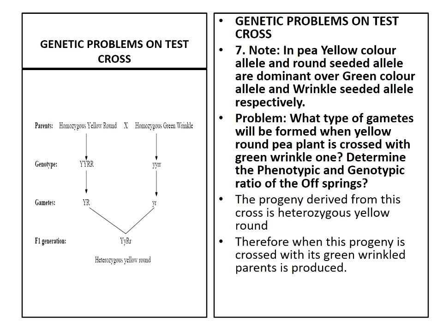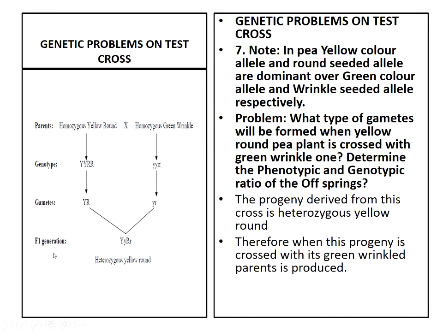First, let us write the parents, that is homozygous yellow round crossed with homozygous green wrinkle. The genotype for homozygous yellow round is capital Y, capital Y, capital R, capital R, and homozygous green wrinkle is small y, small y, small r, small r. The gametes are capital Y, capital R for the genotype capital Y, capital Y, capital R, capital R, and the gamete for homozygous green wrinkle is small y, small r.